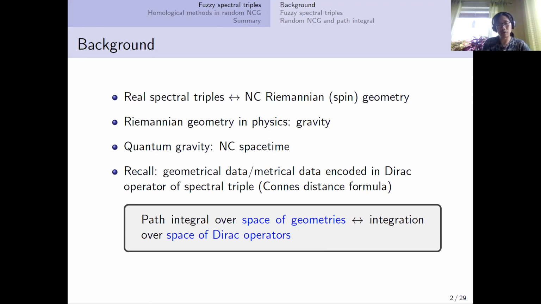One of the crucial pieces which we're interested in is the Dirac operator, which shows up. As we recall, the geometrical or metrical data is encoded in the Dirac operator of a spectral triple. In the case of commutative spectral triples, we can actually reobtain the geodesic distance through the Connes distance formula. So what we say is that path integrals over the space of geometries should be something like integration over the space of Dirac operators.